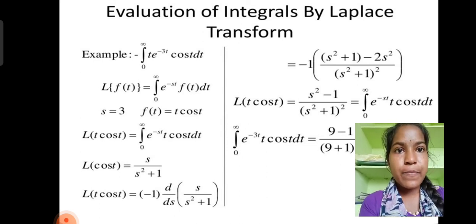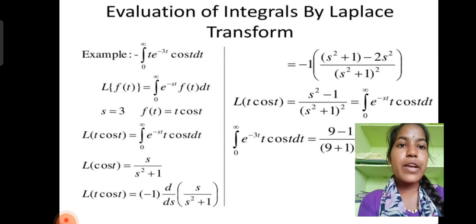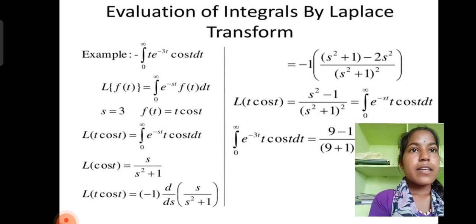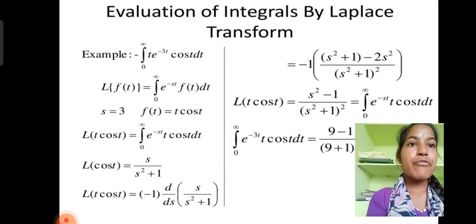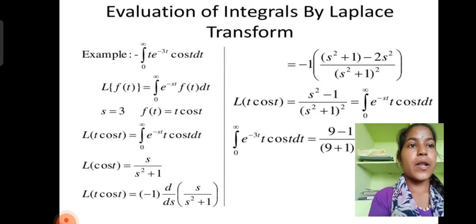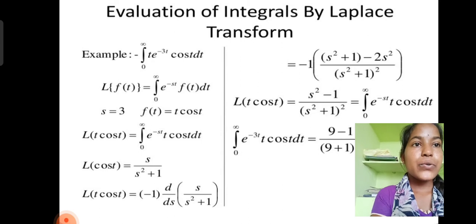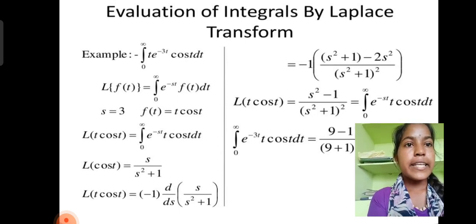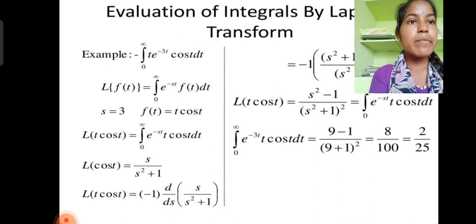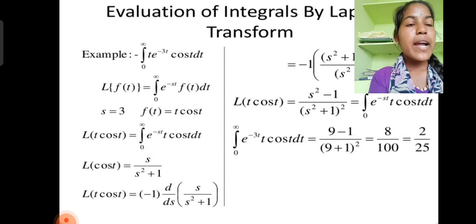Laplace of cos t is equal to s by s square plus 1. Laplace of t cos t is equal to minus d by ds of s by s square plus 1, which is equal to minus [(s square plus 1) minus 2s square] by (s square plus 1) whole square. Laplace of t cos t is equal to (s square minus 1) by (s square plus 1) whole square, which is equal to integration from 0 to infinity e to the power of minus st t cos t dt. So integration from 0 to infinity e to the power of minus 3t t cos t dt is equal to (9 minus 1) by (9 plus 1) whole square, which is equal to 8 by 100, which is equal to 2 by 25.